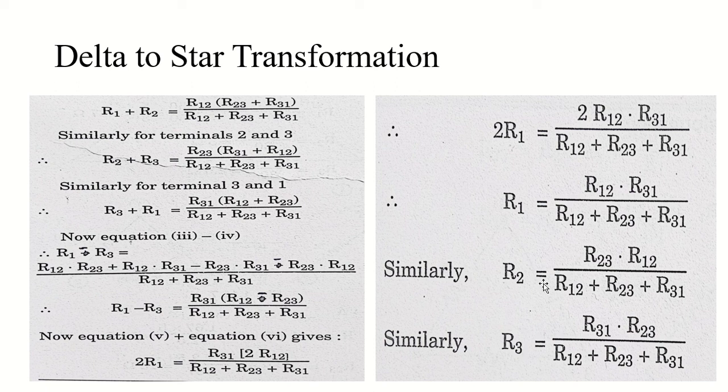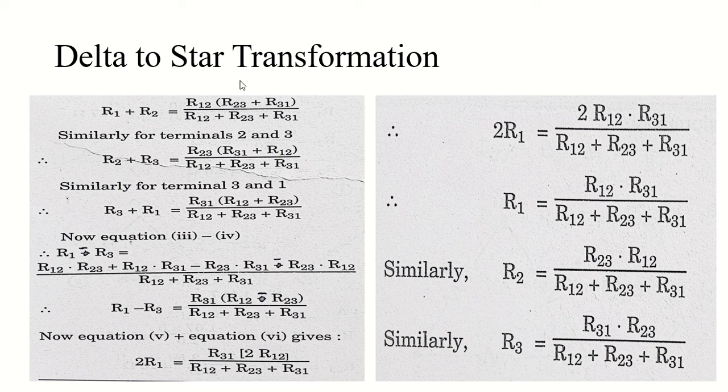See what is the key here. If you are looking for R1, then all the resistances which are connected with R1 will be mentioned in the numerator, and in the denominator there will be the total sum of all three. Okay, same you can see here, R2 and the resistances connected with R2, R23 and R12, and in the denominator the summation of all three, and same with R3. Okay, now this is the derivation.